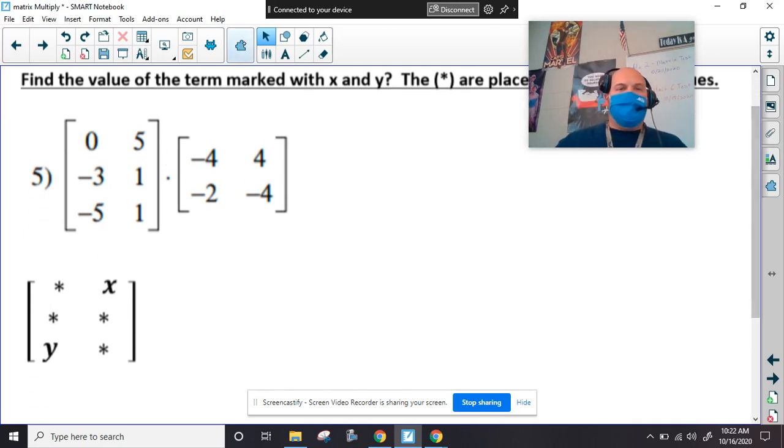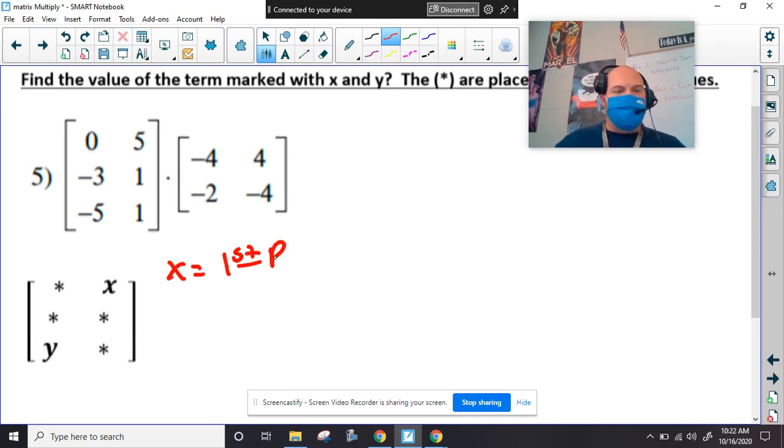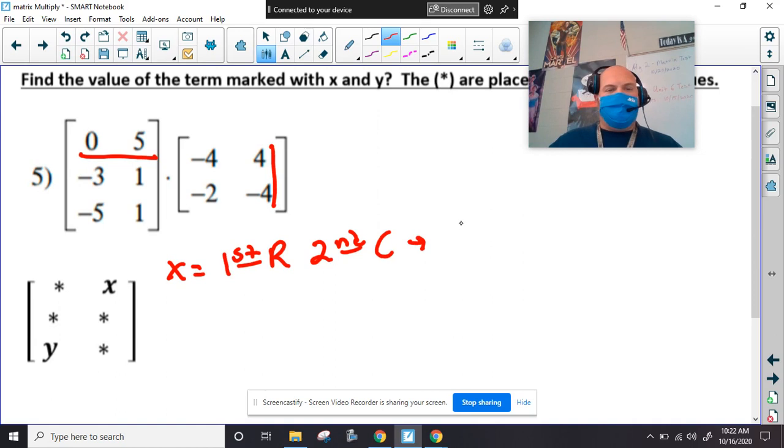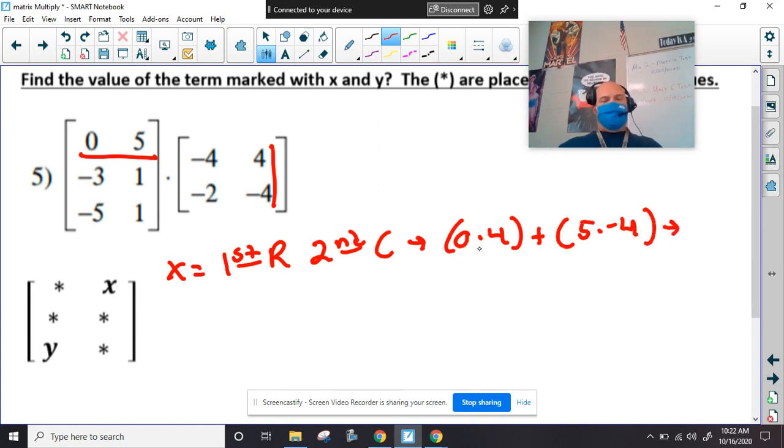Okay. So X is in the first row, second column. Well, that's this row times this, which is 0 times 4 plus 5 times -4. Well, 0 times 4 is 0. This is just -20.